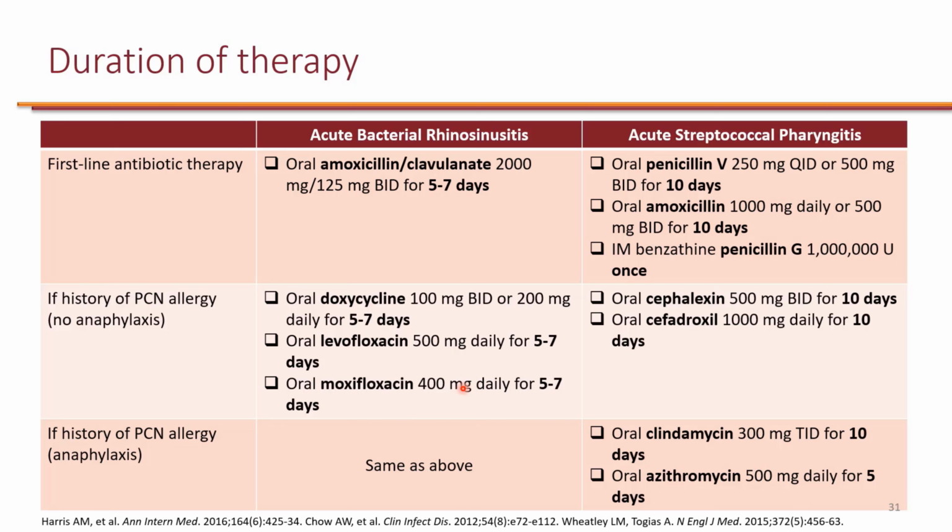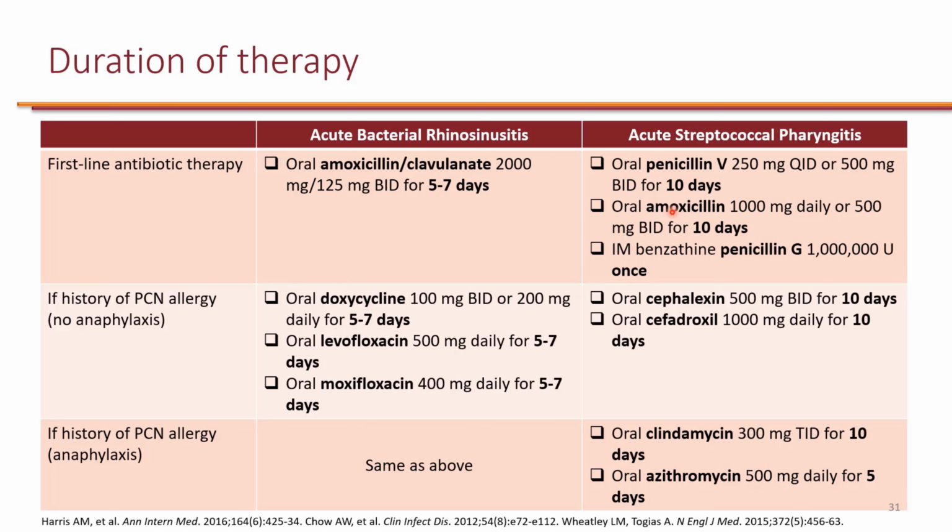Now, for the duration of therapy of acute streptococcal pharyngitis, you can choose penicillin. Penicillin would be the narrowest option. Unfortunately, adherence could be an issue with oral penicillin because it's typically given 4 times a day with the lower dose, or you can do a higher 500 milligram dose and give it twice a day to improve adherence, and this will be for 10 days.